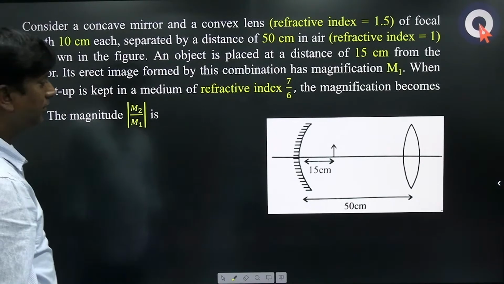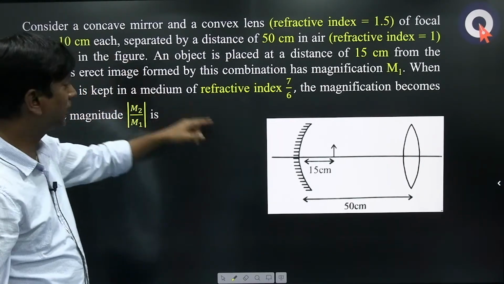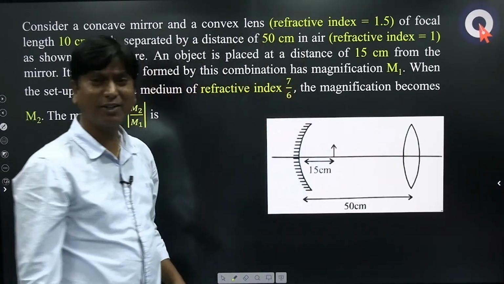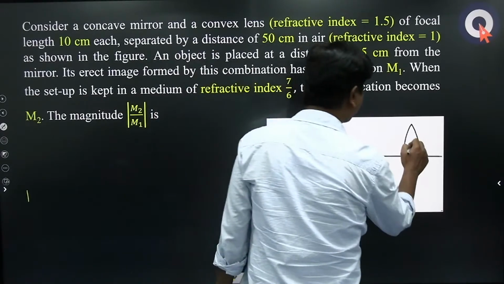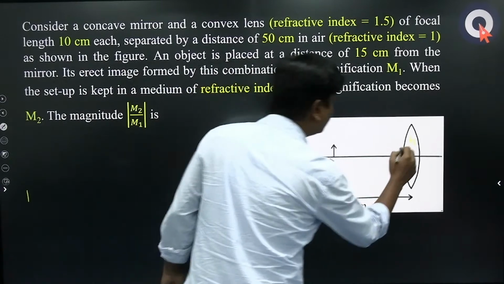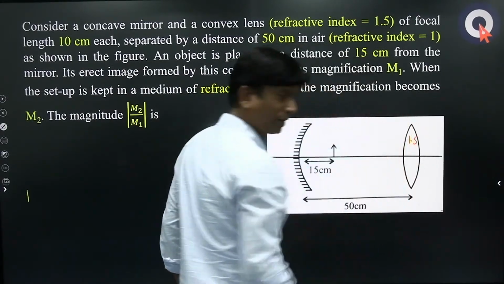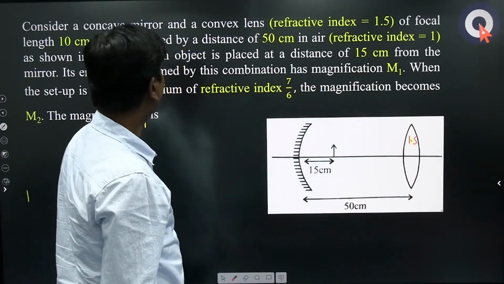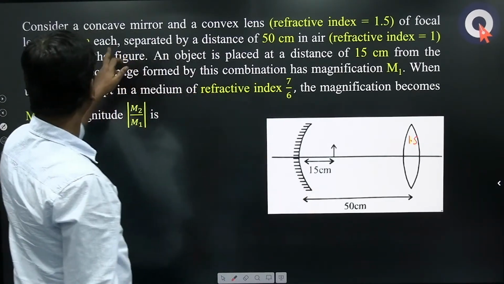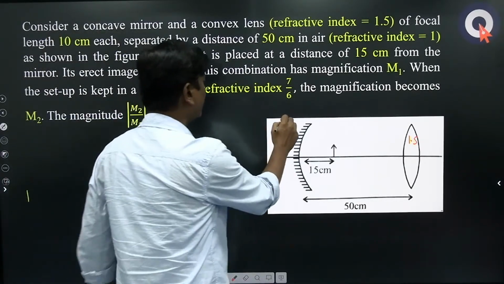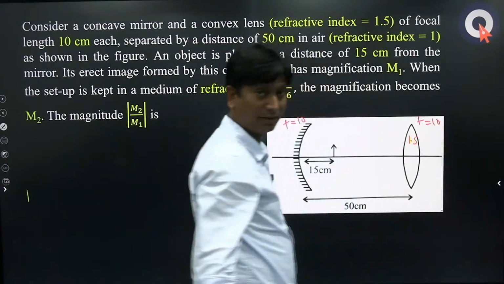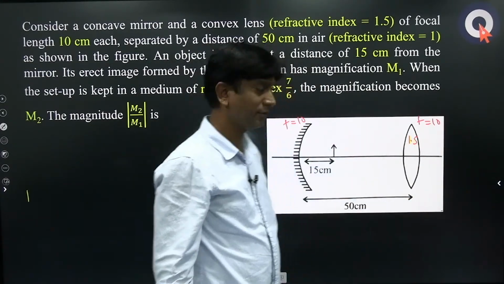Okay. So here there is a simple combination of a concave mirror and a convex lens. So this is a concave mirror, this is a convex lens. The refractive index of the convex lens is 1.5. And each is separated by a distance of 50 centimeters, right? Each focal length is 10 centimeters. This focal length is also 10. And it is kept in air, and this refractive index is 1.5.